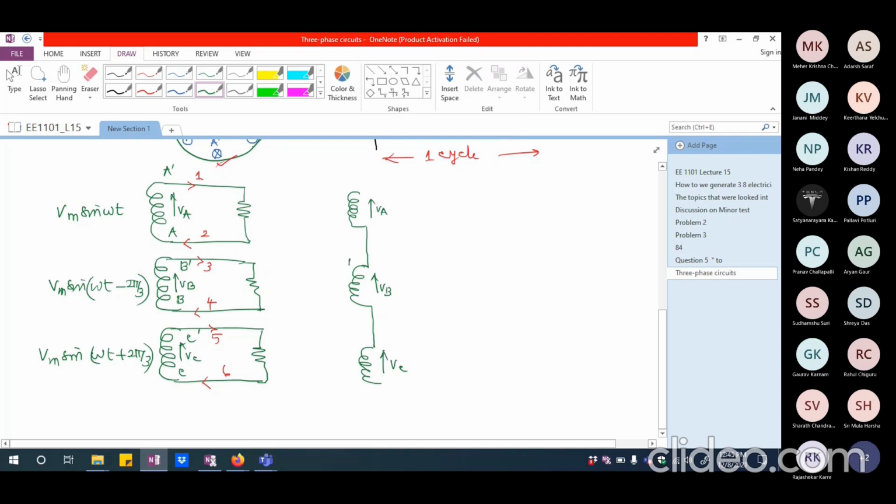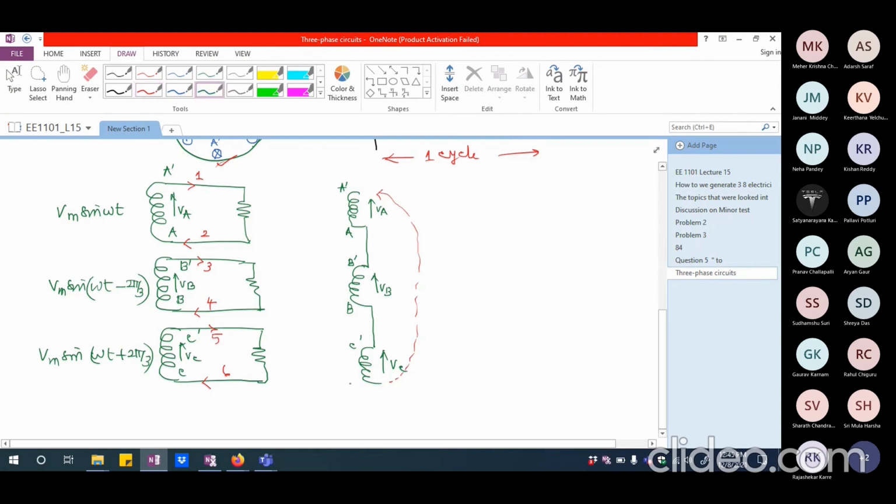I have connected B dash, which is the end of B phase, to the beginning of A phase. And I have connected the end of C phase to the beginning of B phase. So ends and beginnings I have connected together. Now what I can check is whether I would be able to connect this to this portion, that is, the end of A to the beginning of C.